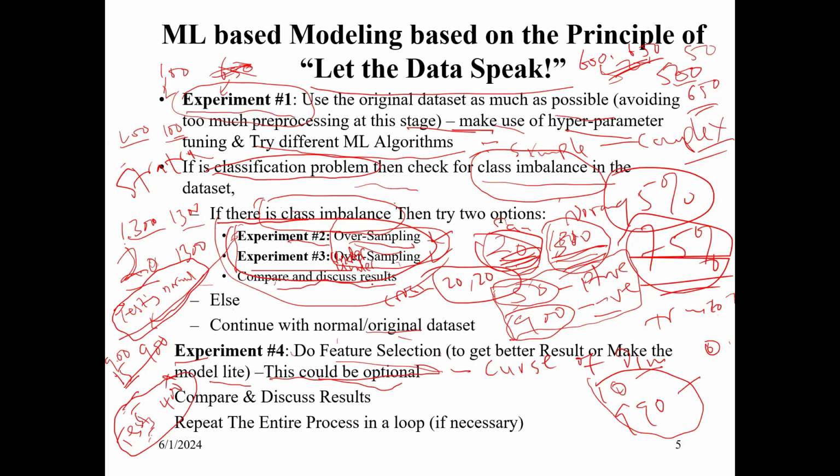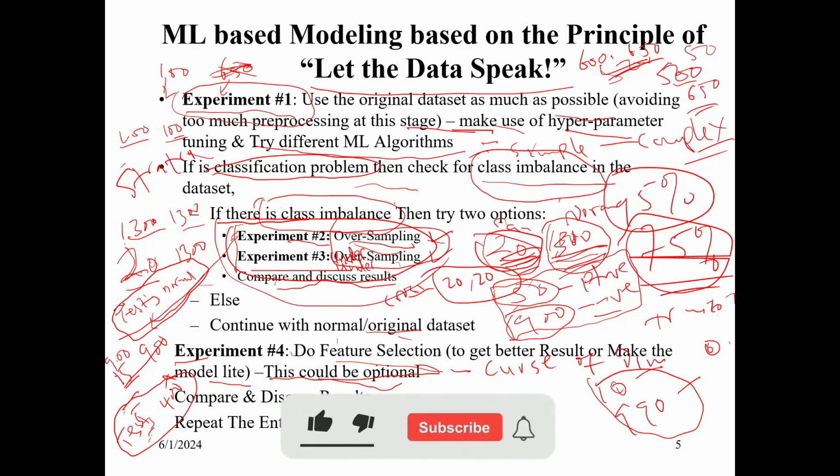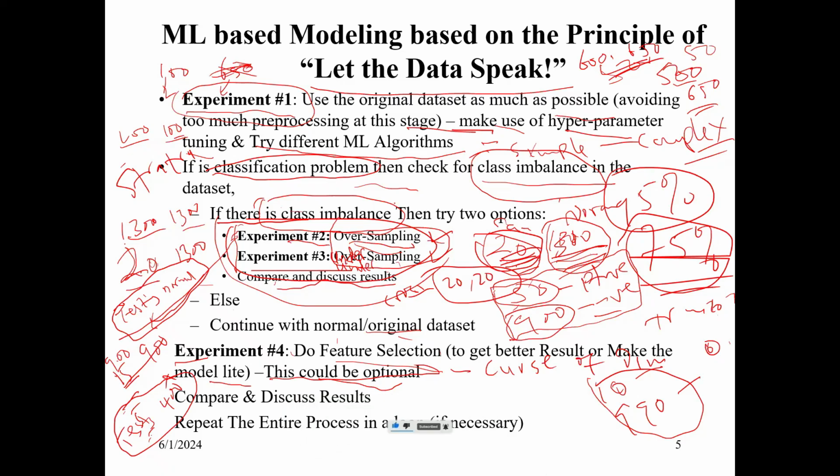But for those who want to look at the advantage of feature selection, either to get better results or to make the model light, building a model that is easier to get the number of features, cheaper to get the number of features, and takes less time to get the number of features, then you might have to go through this process. And last but not the least, you repeat the entire process in a loop if necessary.